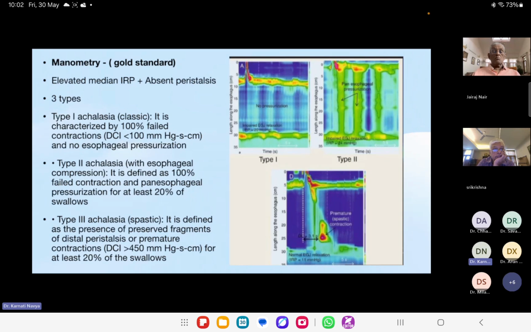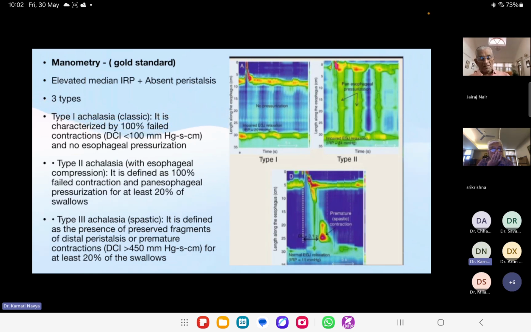The gold standard is manometry. It has elevated integrated relaxation pressures and absent peristalsis. There are 3 types. Type 1, as explained before, 100% failed peristalsis with no pressurization. Type 2 is 100% failed peristalsis with pan-esophageal pressurization for at least more than 20% of the swallows. And type 3 has distal premature contractions for at least more than 20% of the swallows.